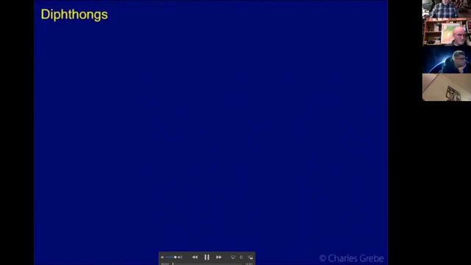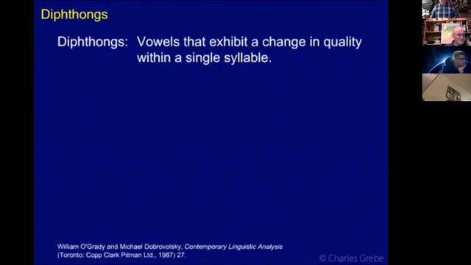Diphthongs. What are diphthongs? Or some people say diphthongs. I'll look at a definition here. Diphthongs are vowels that exhibit a change in quality within a single syllable. So normally a vowel has one type of sound throughout the whole vowel. A diphthong is one that changes in the middle, within one syllable. Let's look at some English examples.